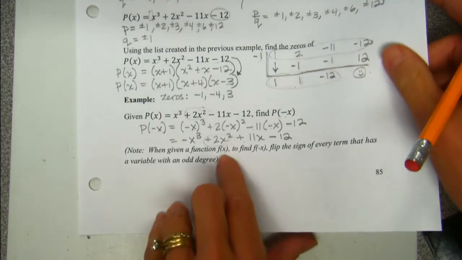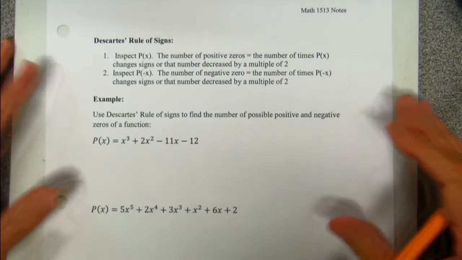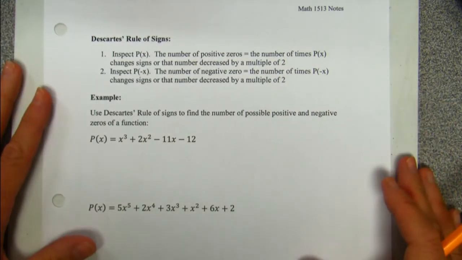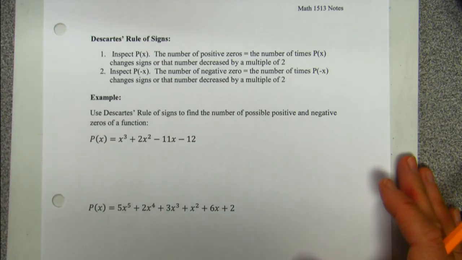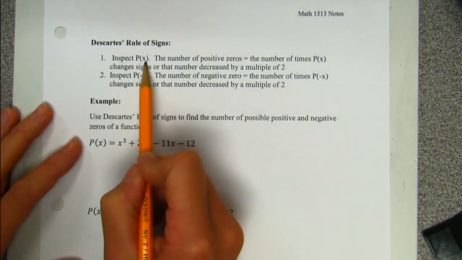Okay, let's see what Descartes' rule of signs is and how to use this concept to try to reduce our pool even more. The rational zero theorem reduces our pool to possible zeros. Descartes' rule of signs will help us to know if we're going to try the positives first or the negatives first. Okay, first thing we do is we inspect p of x.